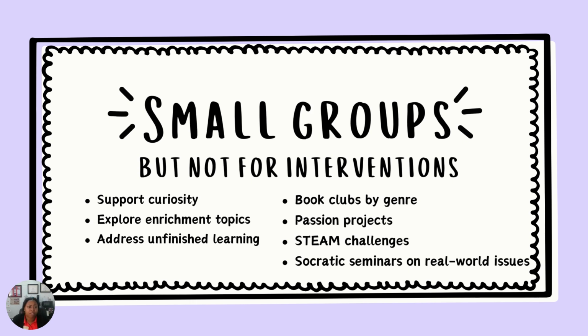Look at your jigsaw method, where students can go into groups, become experts, and then have to elaborate and bring the information to the rest of the class to ensure that they have learned and got it. Create a book club by genres, passion projects, STEAM challenges. So let's tap into the artsy side of our students as well, by allowing them to not only go through science, but add it into art. And then Socratic seminars and real world issues are always good to address within your classroom.